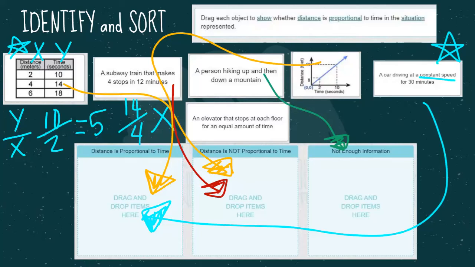Now, an elevator that stops at each floor for an equal amount of time. I'm given some information about time, but I know that they're stopping, which means that no matter what, there's not a constant rate of change. So I would have to arrow it to not proportional to time.